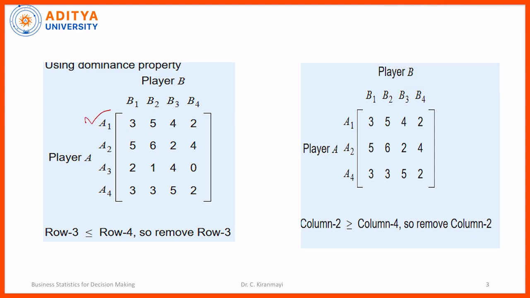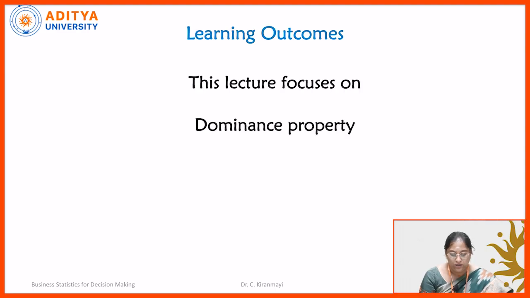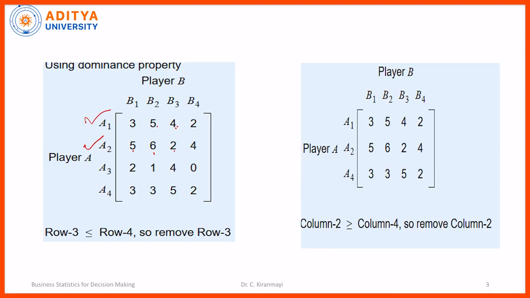Let us compare A1 and A2. 3 is less than 5, 5 is less than 6, but here 4 is greater than 2. So, a few elements of A1 are lesser and the third element is greater. Here we cannot identify which row is more than which row, so we cannot apply the dominance principle.